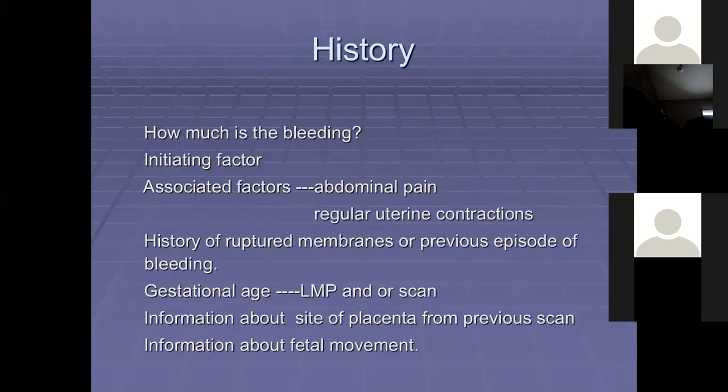In history, you will ask about how much the bleeding is, roughly estimating the blood loss, the initiating factor, and also associated factors. Sometimes previa may present along with abruption, so the patient may have abdominal pain, or previa may coexist with preterm labor pain. So we will ask for abdominal pain also, and regular uterine contractions. Also, we will inquire about the history of ruptured membranes or previous episodes of bleeding.